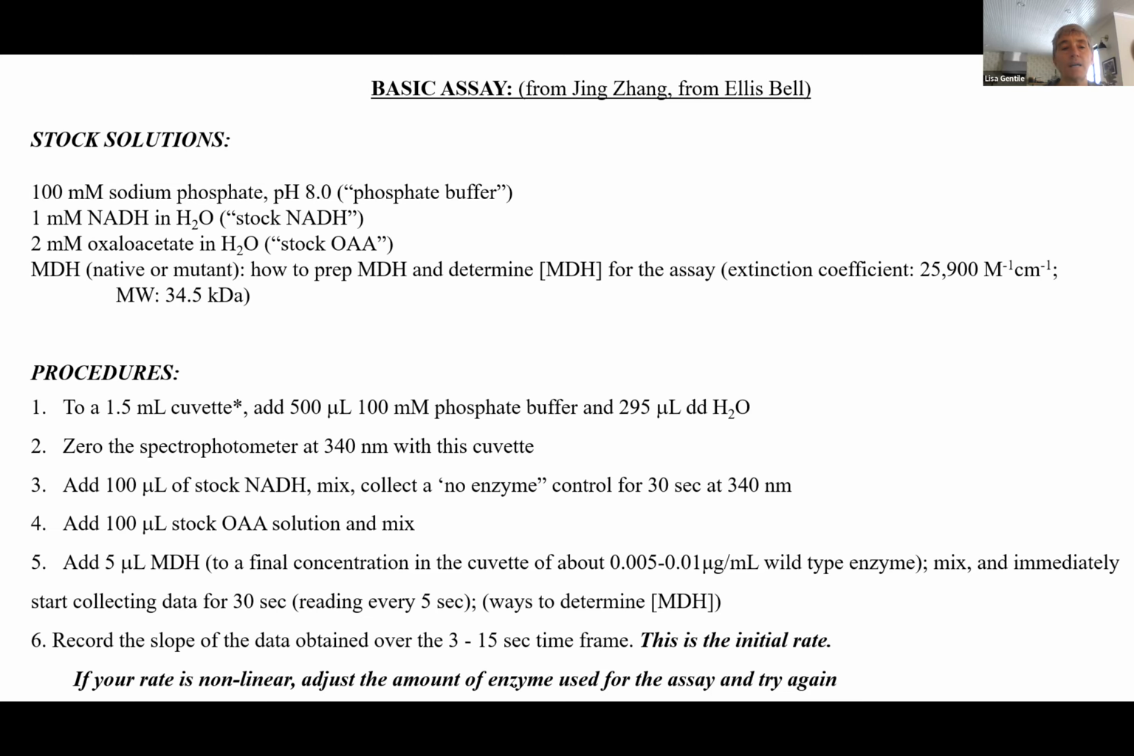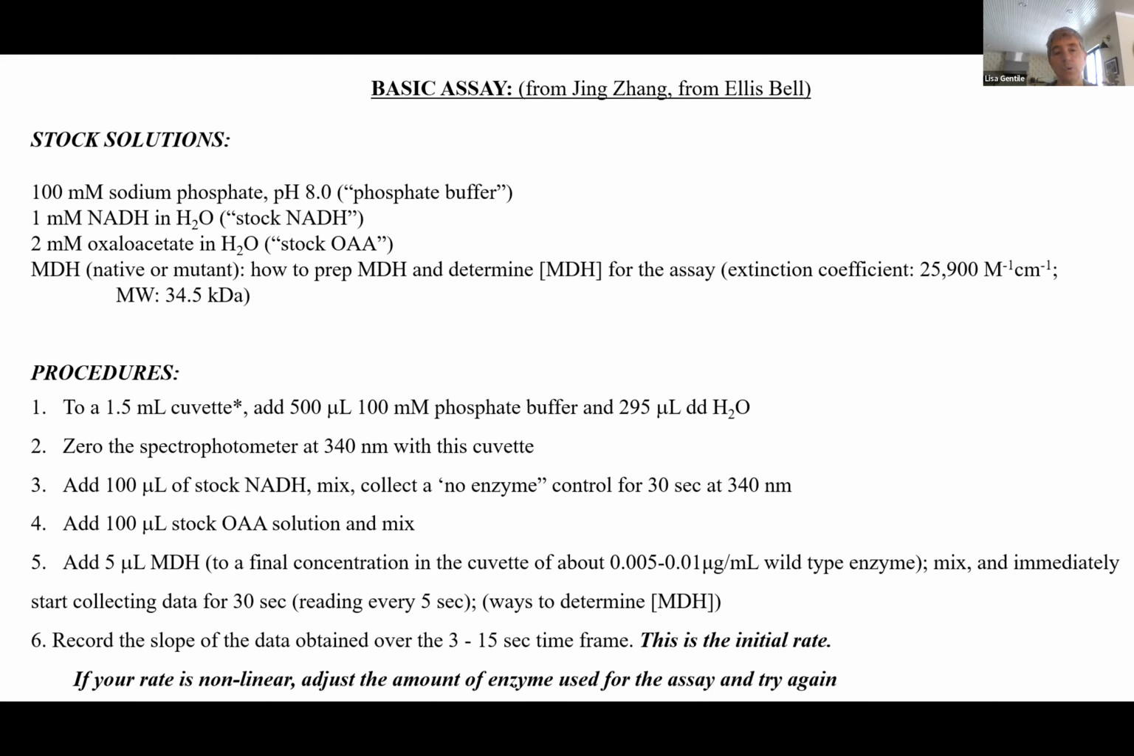Once I do that, I'm going to add 100 microliters of my stock NADH solution, and I'm going to mix that well. And then I'm going to take a spectrum of that at 340 nanometers. This is my no enzyme control, and this is going to basically let me know where I'm starting at in terms of my absorbance at 340 nanometers, which is going to decrease once I put enzyme in. And we'll take a look at what that should look like in a minute. Once I've got that control done, I'm going to add 100 microliters of the oxaloacetate solution and mix it. And then I'm going to add 5 microliters of my MDH solution and mix it.